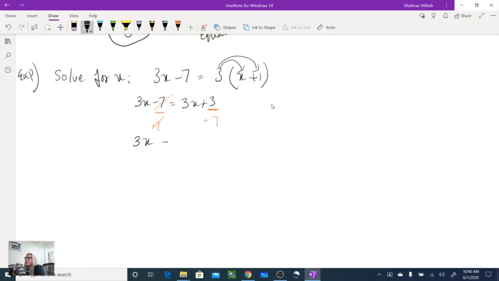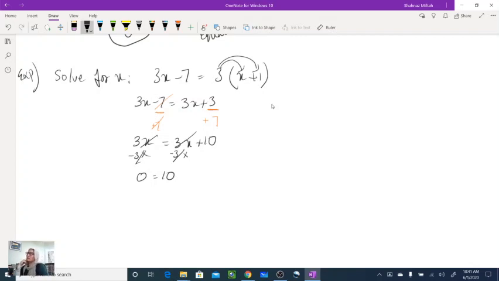So I got 3x equal 3x plus 10, because 7, 8, 9, 10. Now I subtract 3x and I subtract 3x because they are like terms. Cancel, cancel, cancel, cancel. So I got 0 equal 10.